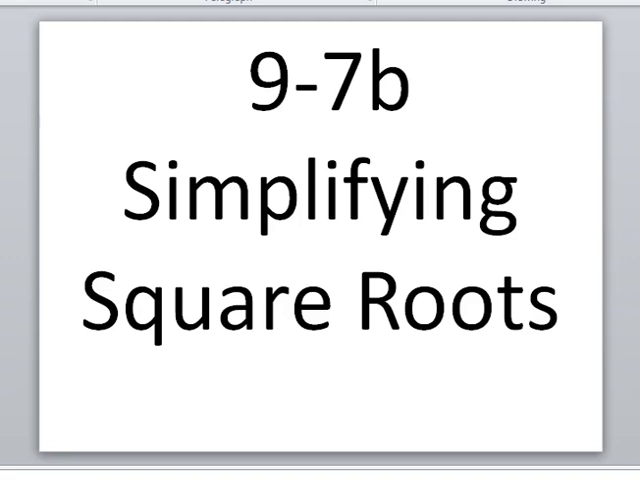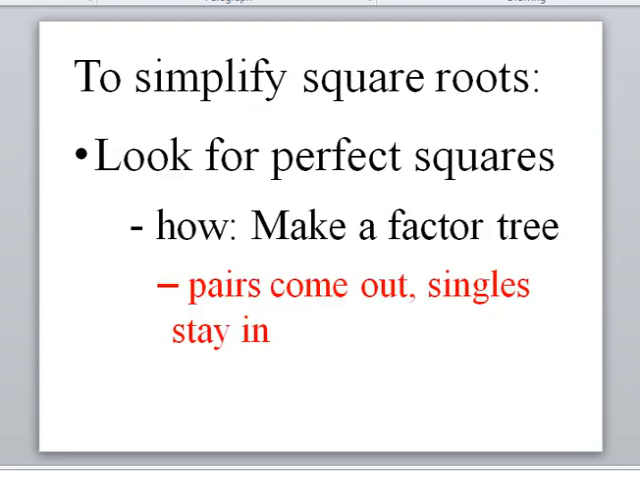Alright, today in this section, instead of using the calculator to round our answer to the nearest hundredth, we're actually going to simplify the square roots and leave them in square root form. To simplify square roots, we're going to look for perfect squares, and how we're going to do that is we're going to make factor trees. One of the things we're going to do is make the pairs come out on the outside of the square roots, and all the singles will stay underneath the square root.